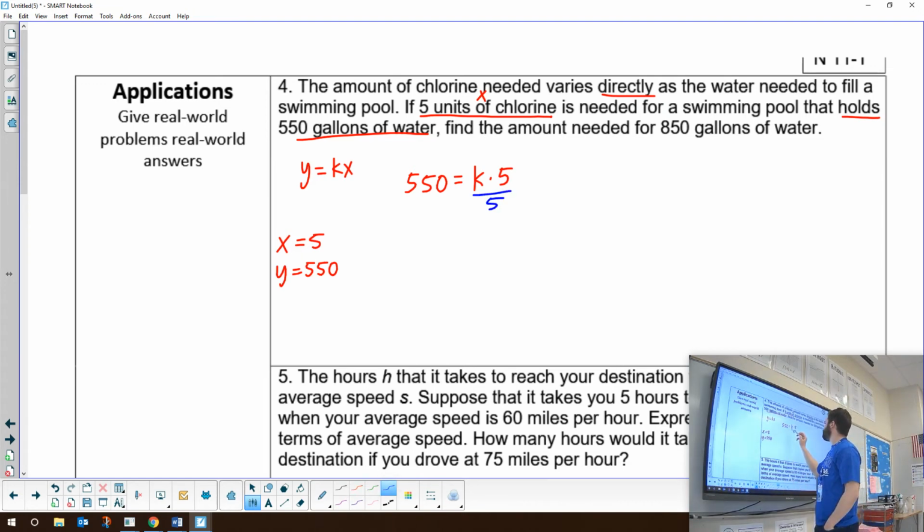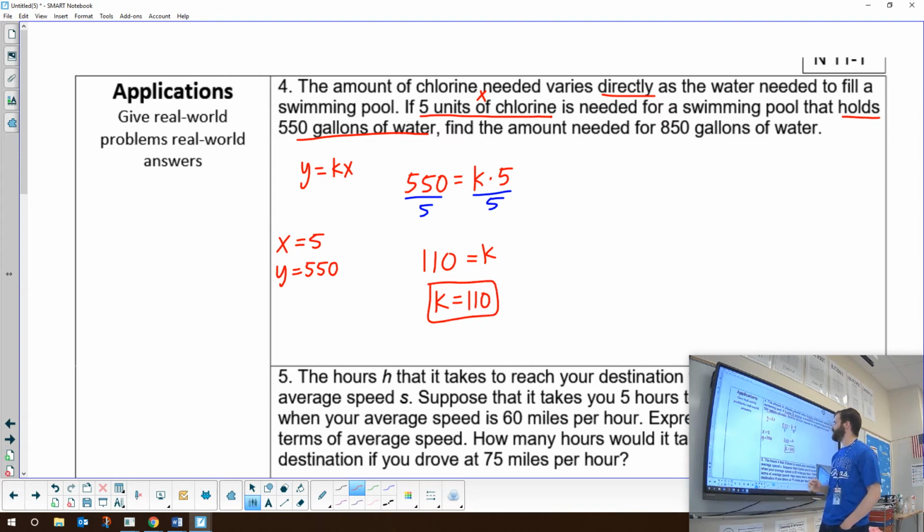We're going to divide both sides by 5, and I'm going to get k equals 550 divided by 5, which is 110. So that is my constant of variation. My constant of variation is 110. My next question, though, is find the amount needed for 850 gallons of water.